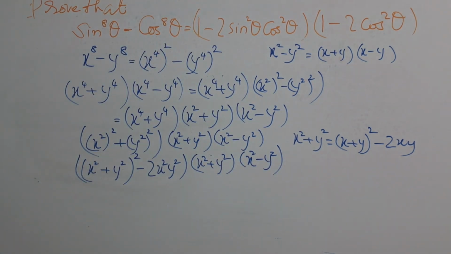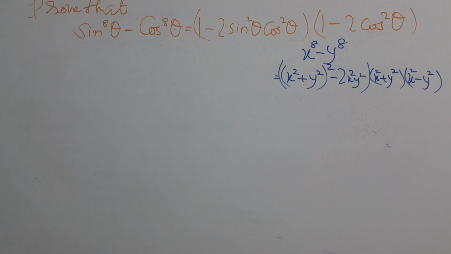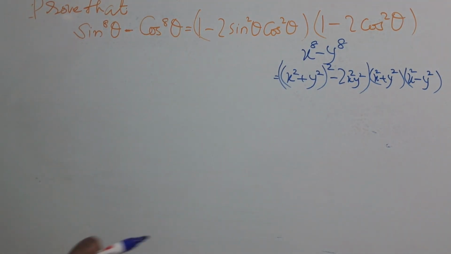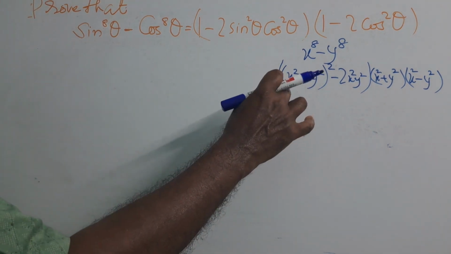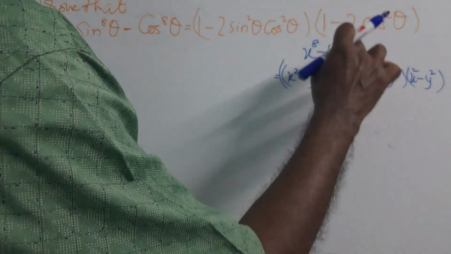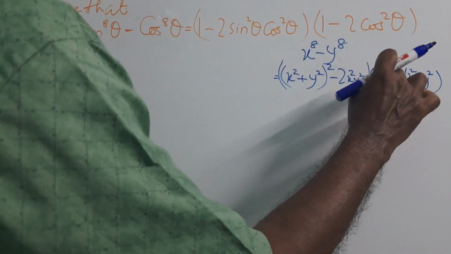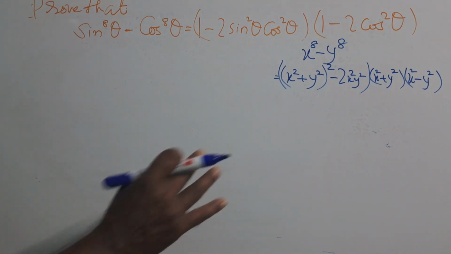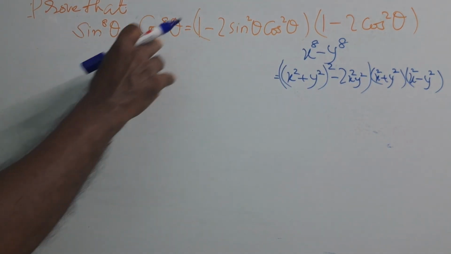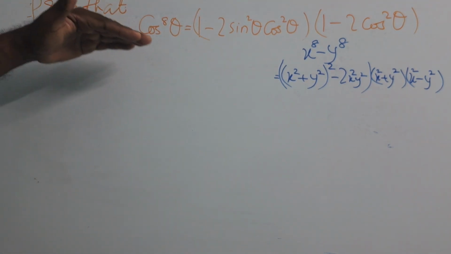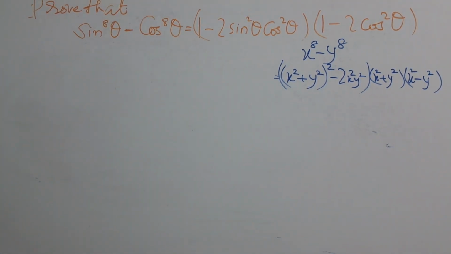Now we concluded x raised to 8 minus y raised to 8 is equal to x square plus y square the whole square minus 2x square y square, into x square plus y square into x square minus y square. This is enough for answering this question.